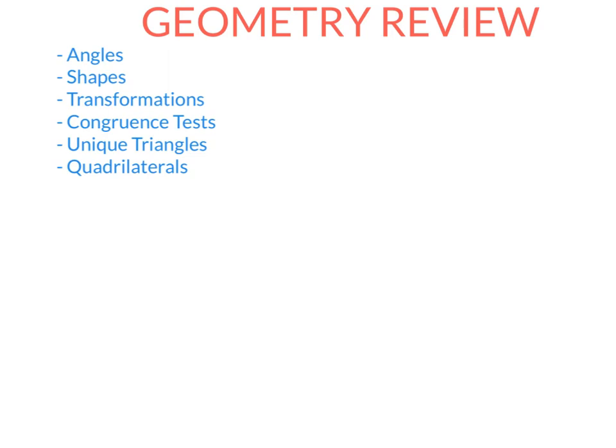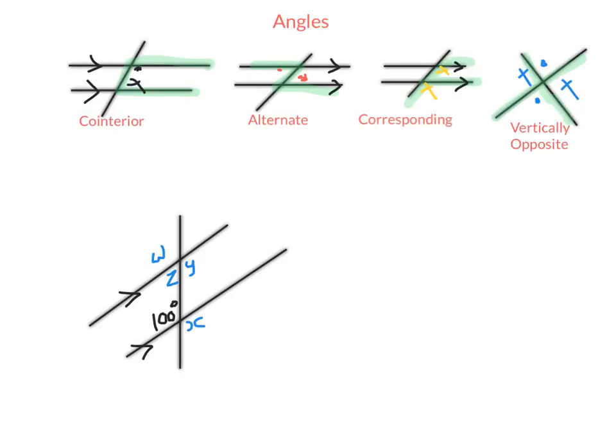Let's start with angles. There are 4 types of angles that we need to know, and we need to know these because they often come up in congruent triangles. The first 3 all involve parallel lines, but the 4th one doesn't.